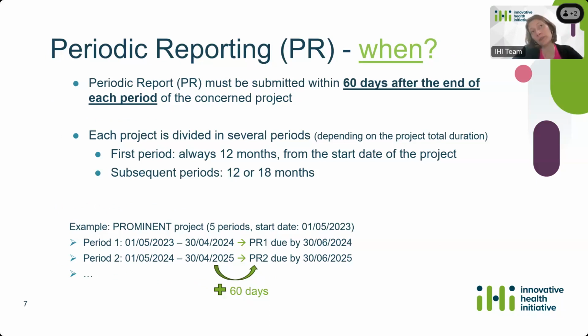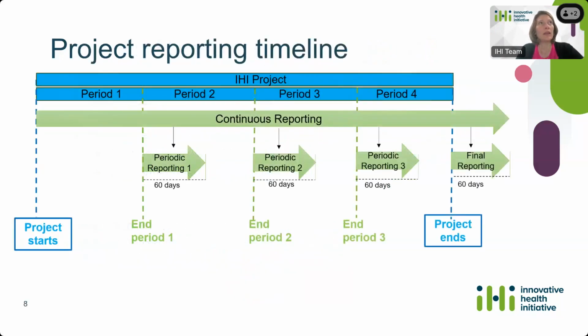So the first period of 12 months will last until the 30th of April 2024, which means that the periodic report for period 1 will be due 60 days after that, meaning by the 30th of June 2024. And the same logic is to be applied for the subsequent periods. Here you have a project reporting timeline. So if you have a project that has 4 periods, for instance, you will have 4 periodic reports needed.